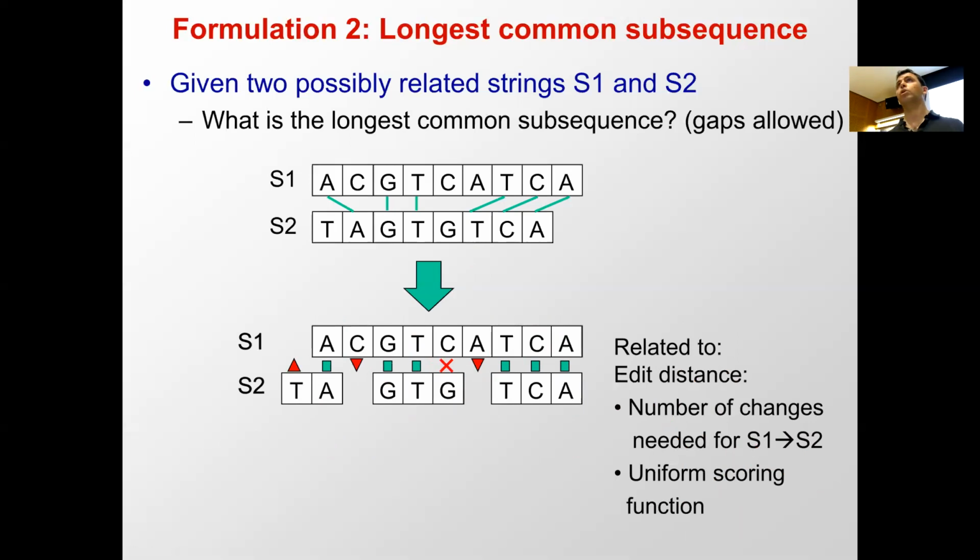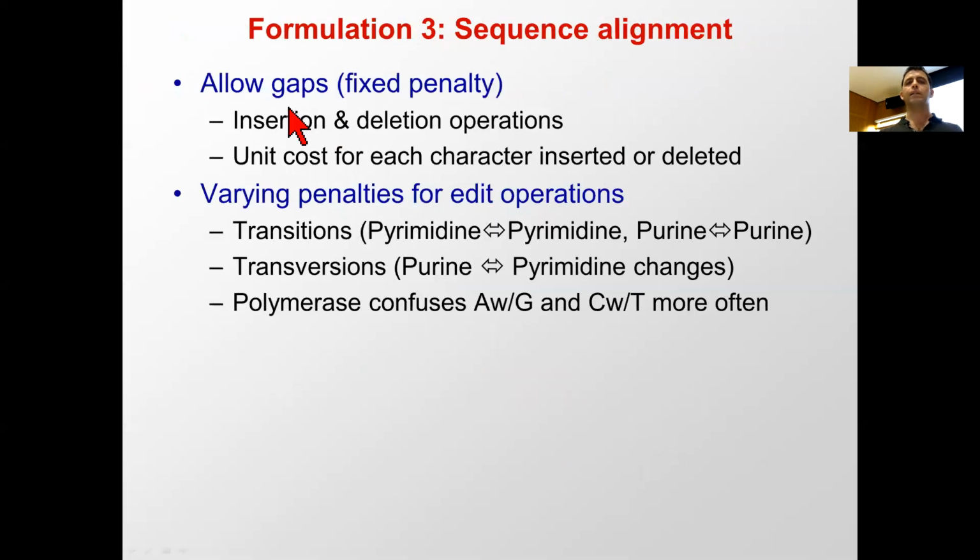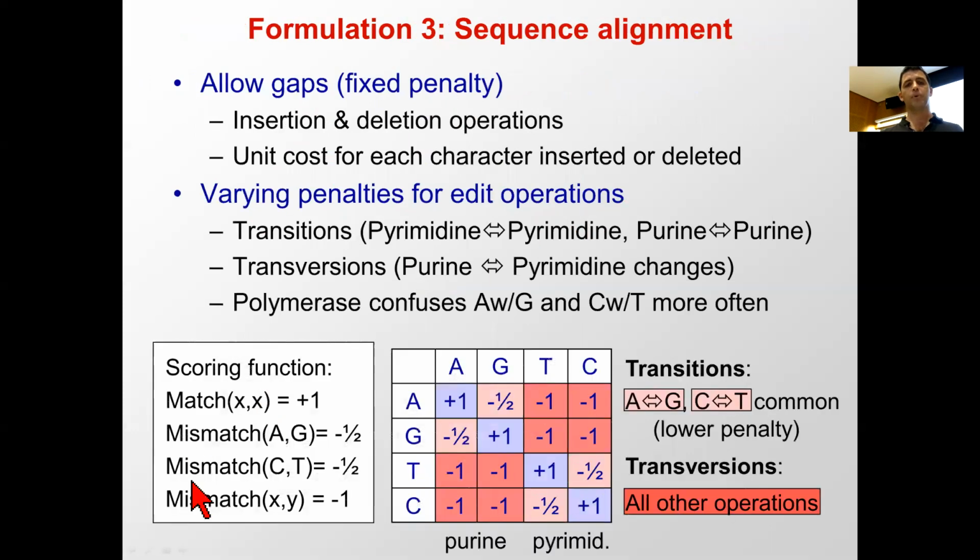In fact, we're going to use a slightly more complex formulation where our scoring function is not going to be uniform. We're actually going to look at gaps with fixed penalty, insertion and deletion operations, a unit cost for every character that's inserted or deleted, and then we're going to vary the penalties for the edit operations. So for example, if I change an A into a G, because they're actually very similar to each other, I'm going to pay less of a penalty. If I change a T into a C, because they're very similar to each other, I'm going to pay less of a penalty. These are called transitions.